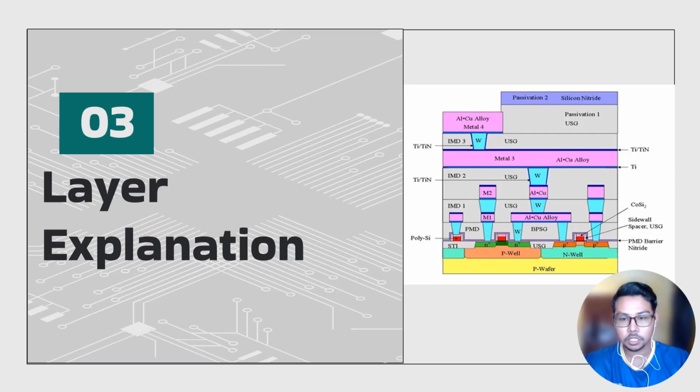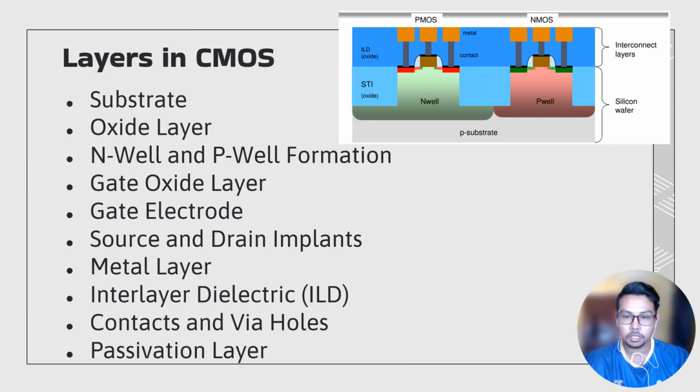Next, we will go to the general overview and explanation of the layers inside a CMOS fabrication. So these are some of the layers in CMOS when fabricating. We will explain very briefly and generally what each layer does and where it can be found. More details will be explained in the fabrication process when making these layers.